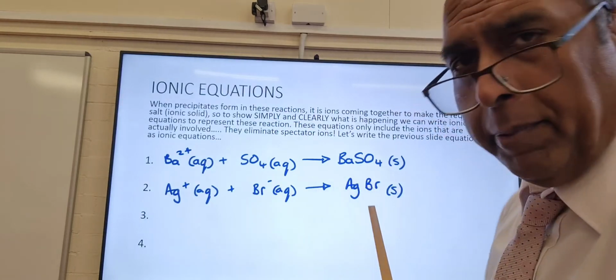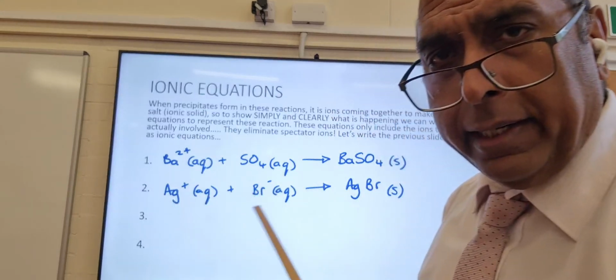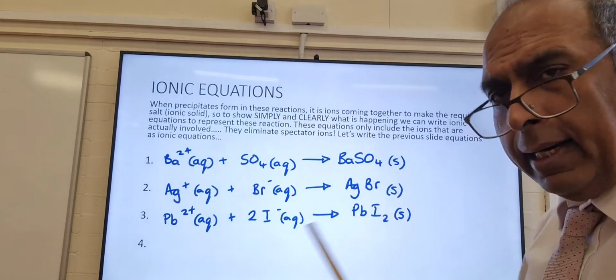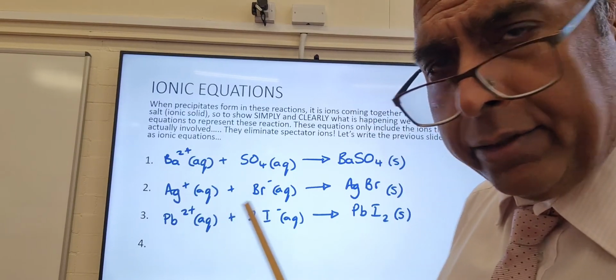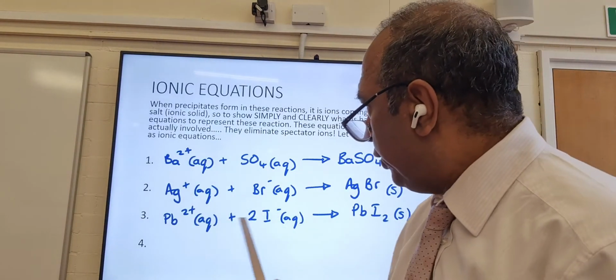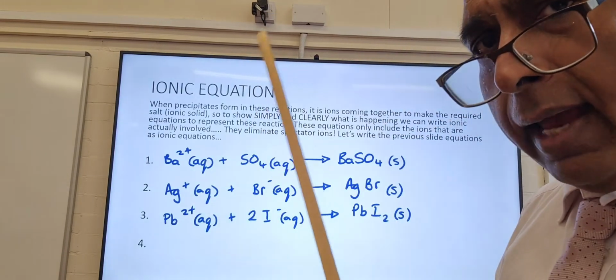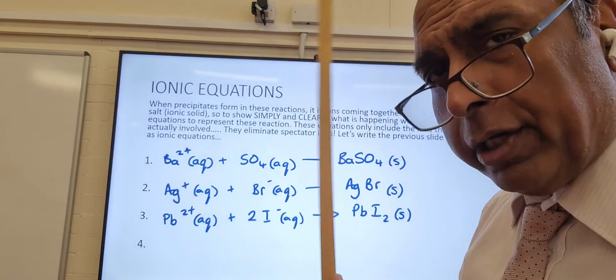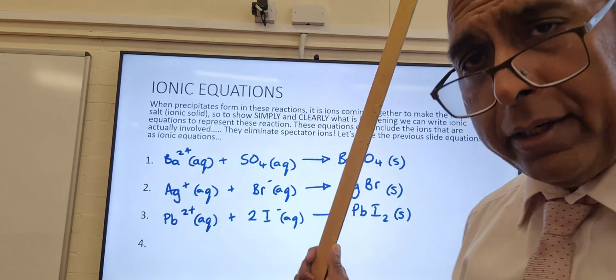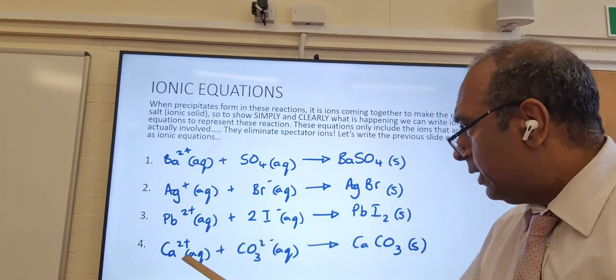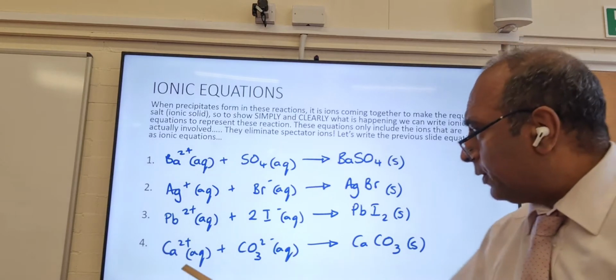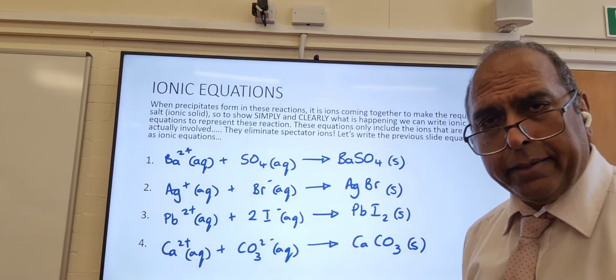What about making silver bromide? Silver ions and bromide ions. What about making lead iodide? Lead ions and iodide ions. And for the total charge, you need 2 iodide for every 1 lead. And you balance these ionic equations in the same way that you do balancing of normal equations. Calcium carbonate, you make it with calcium ions and carbonate ions.